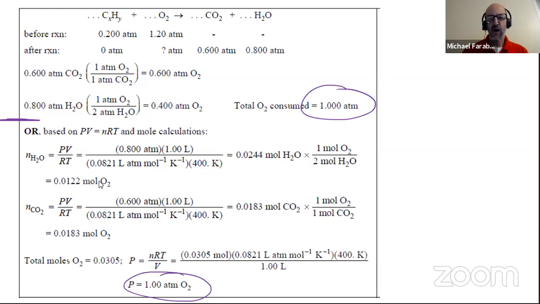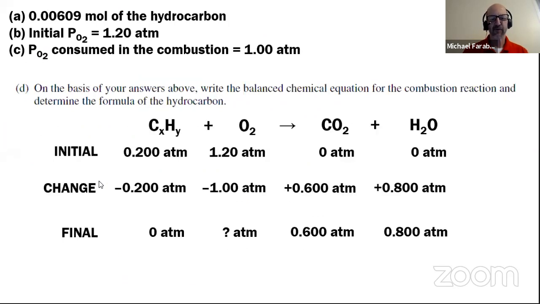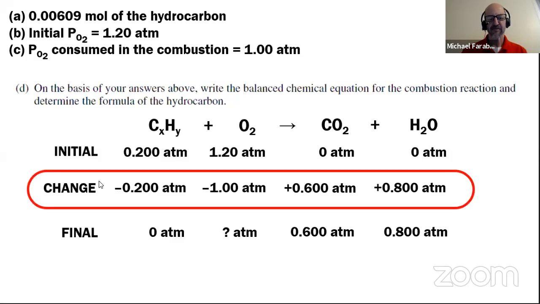All right, so now we're on to part D of this question. On the basis of your answers above, and again, here's the information we have so far, write the balanced chemical equation for the combustion reaction and determine the formula of the hydrocarbon. So initially you might think, I don't think I have enough information to do this, but in fact, you do. And the focus here is right here.